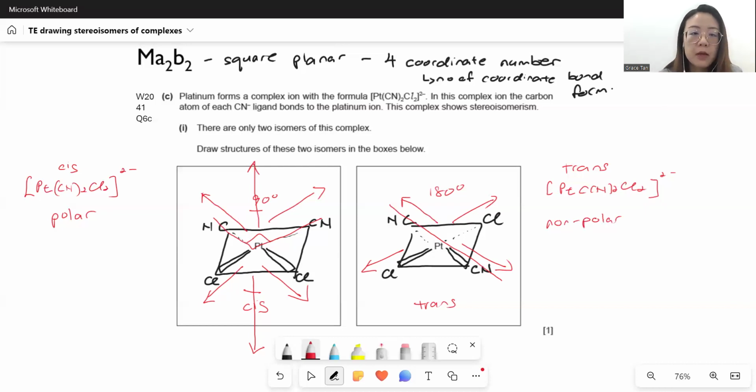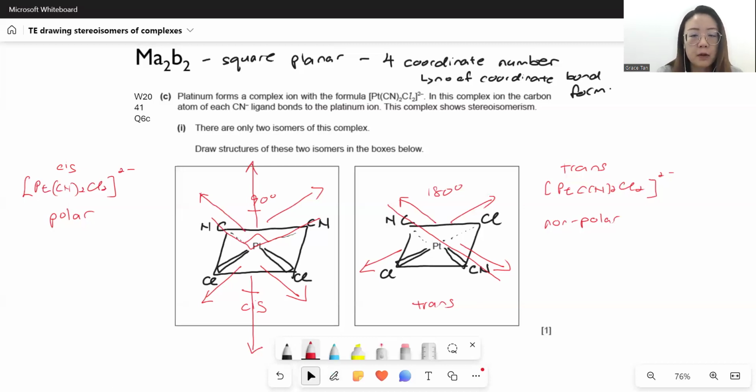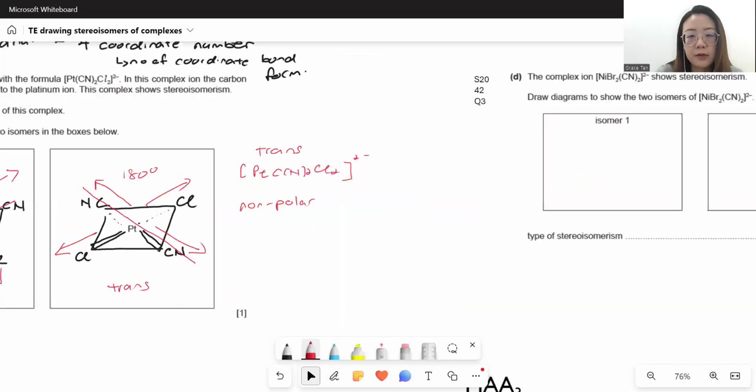So polar, non-polar will determine what is the intermolecular forces that your complex will form with another complex. So therefore, this is the first example of having a Ma2B2 configuration. They have a cis-trans isomerism in a square planar shape. Now, we shall go to another example, very similar.